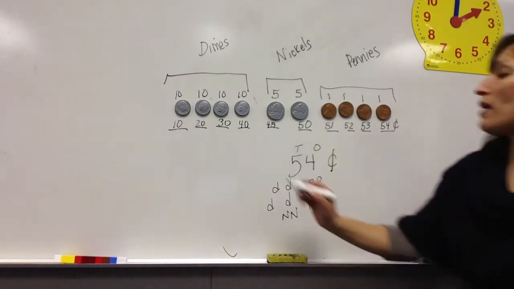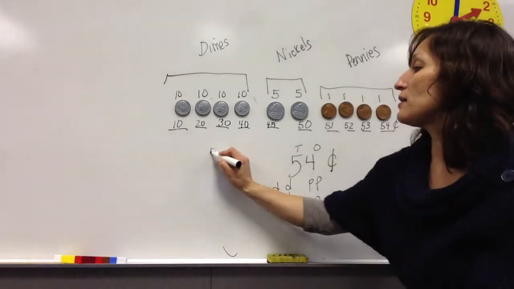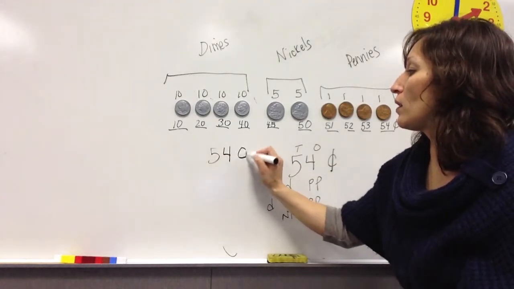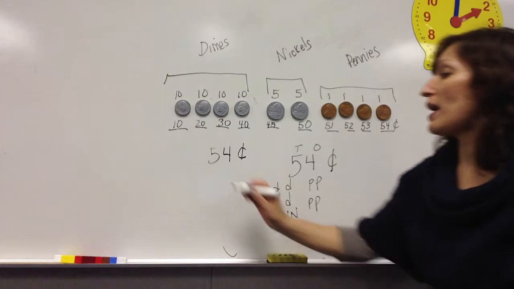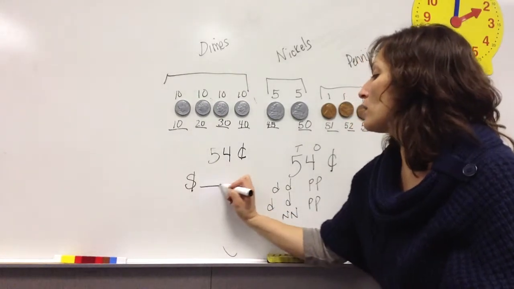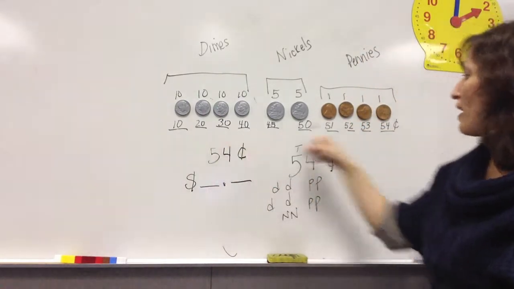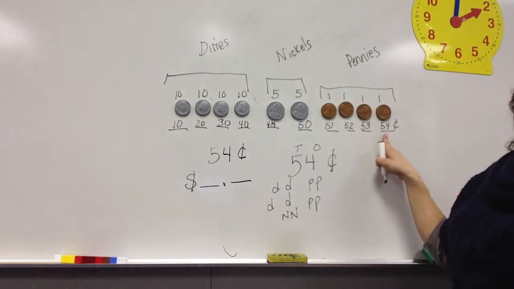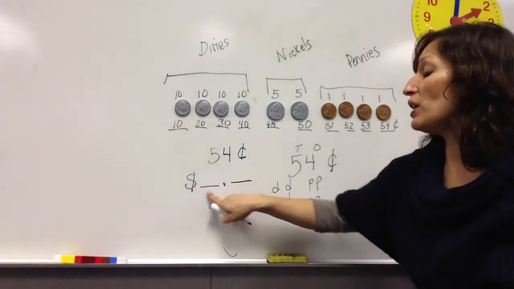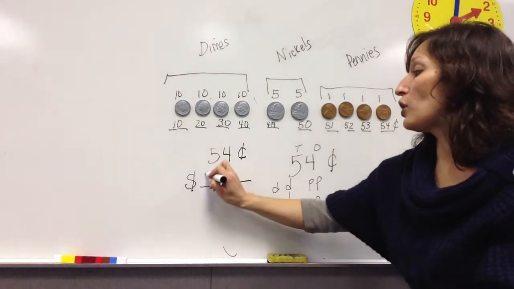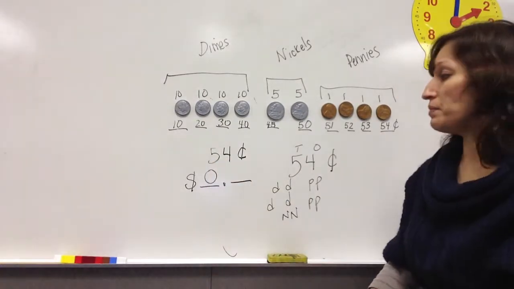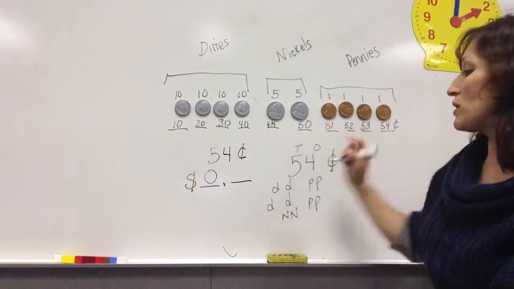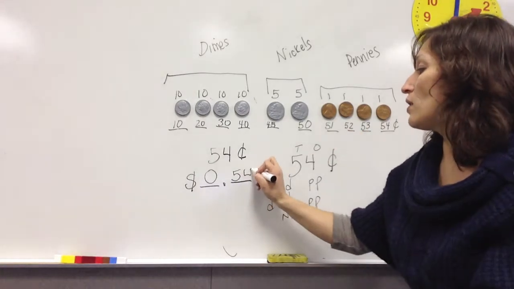I could write my value as coins and cents, or I could put it in that dollar form. I don't have any dollars because my value is not 100 or greater, so I do not put anything here. I could put a 0 because there's none, and then I have 54 cents, 5 tens, 4 ones.